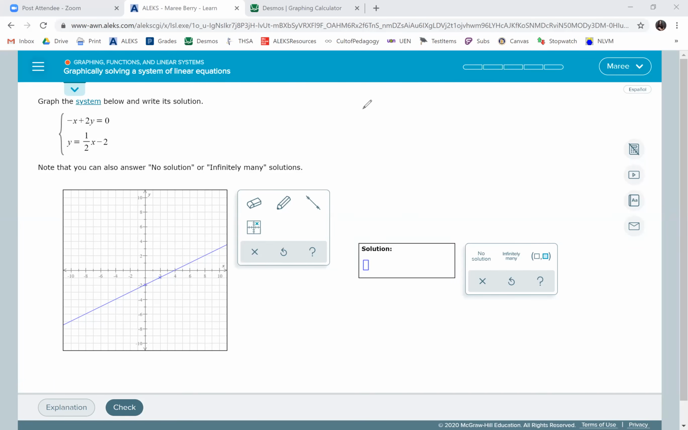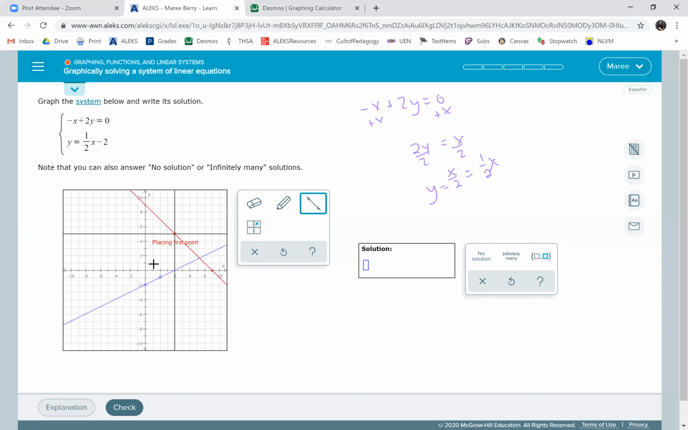The first equation, it would be nice if we could solve for y. So I have -x plus 2y equals 0. I'm going to add x to both sides. So I have 2y equals x. And then I'm going to divide by 2. So y equals x divided by 2. Did you know that when you have a number like x divided by 2, it's the same thing as saying 1/2 times x? So our slope is 1/2 and our y-intercept is 0.